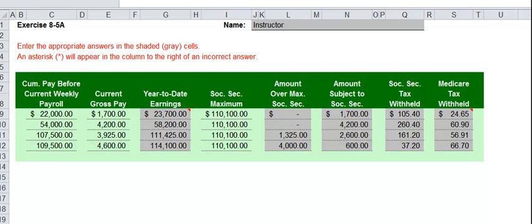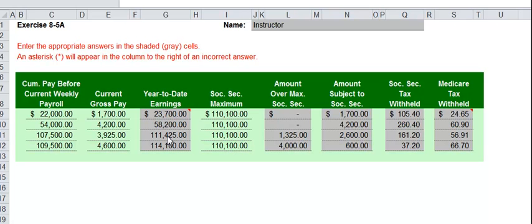Chapter 8-5A, we're going to be calculating Social Security and Medicare taxes. In front of you, you have the Excel spreadsheet that shows in the first column our cumulative pay before current weekly payroll. That's the amount that this employee has made up to, so year to date, up until today's paycheck. The current gross pay represents the amount of today's paycheck, and those two added together give us our year-to-date earnings. So this is where the first column comes from, adding column 1 and column 2, and we get our year-to-date earnings.